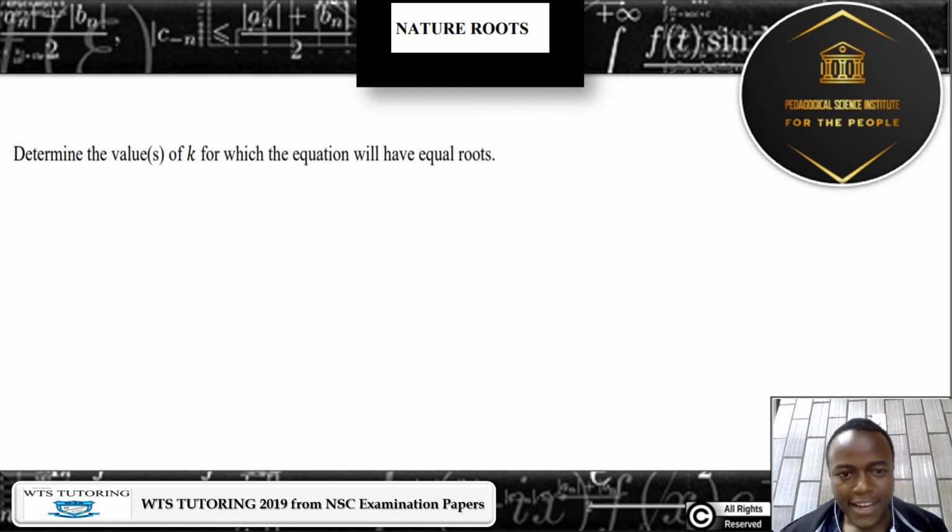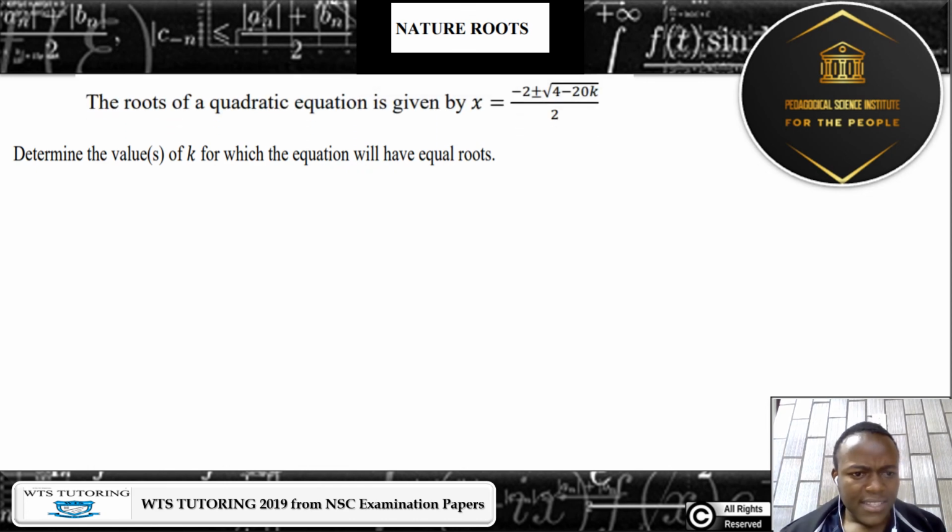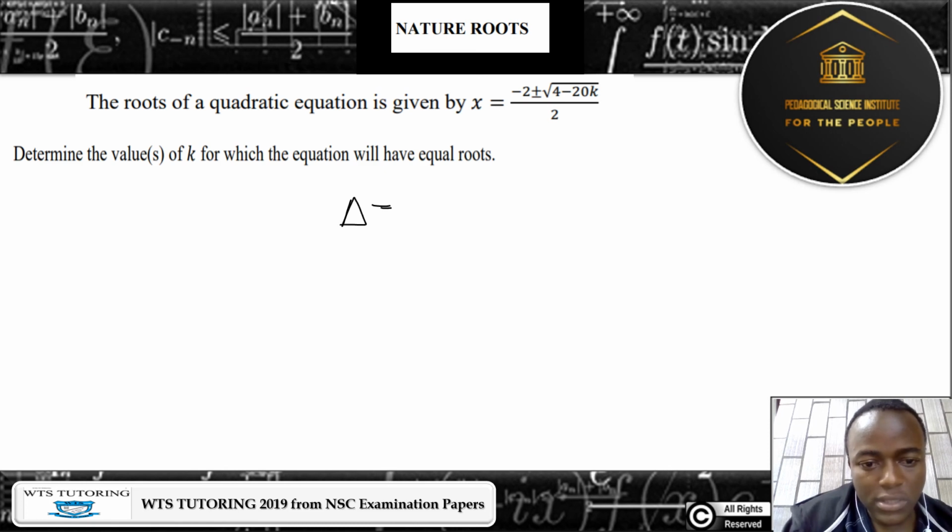Okay, let's now look at the last example. We're still on nature of the roots. Determine the values of k for which the equation will have equal roots. Don't forget that when I was teaching you nature of the roots, what we say about equal roots is that they are equal, so delta must be equal to 0. That's the condition. You get the answer just by writing that.